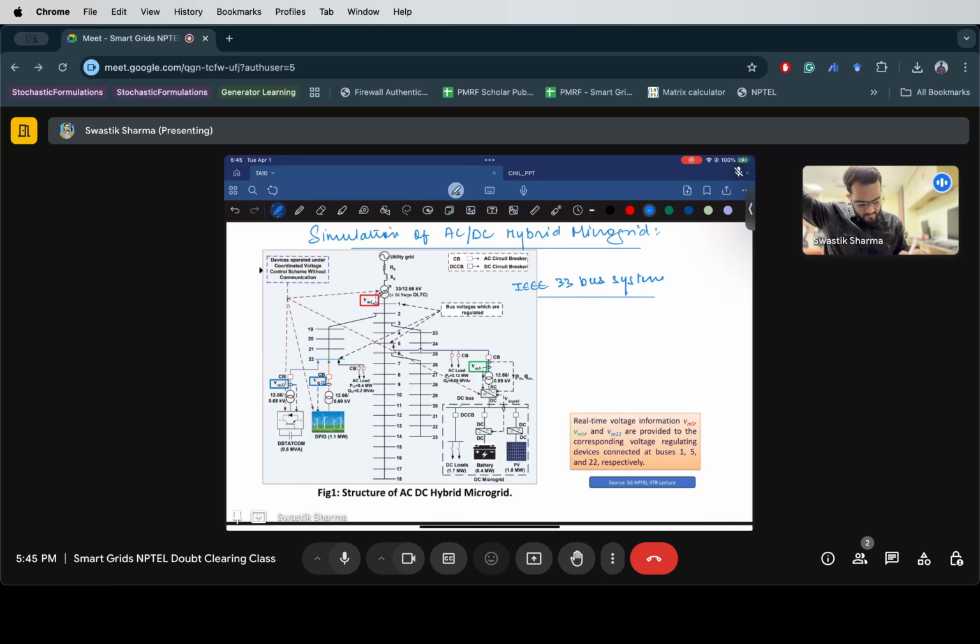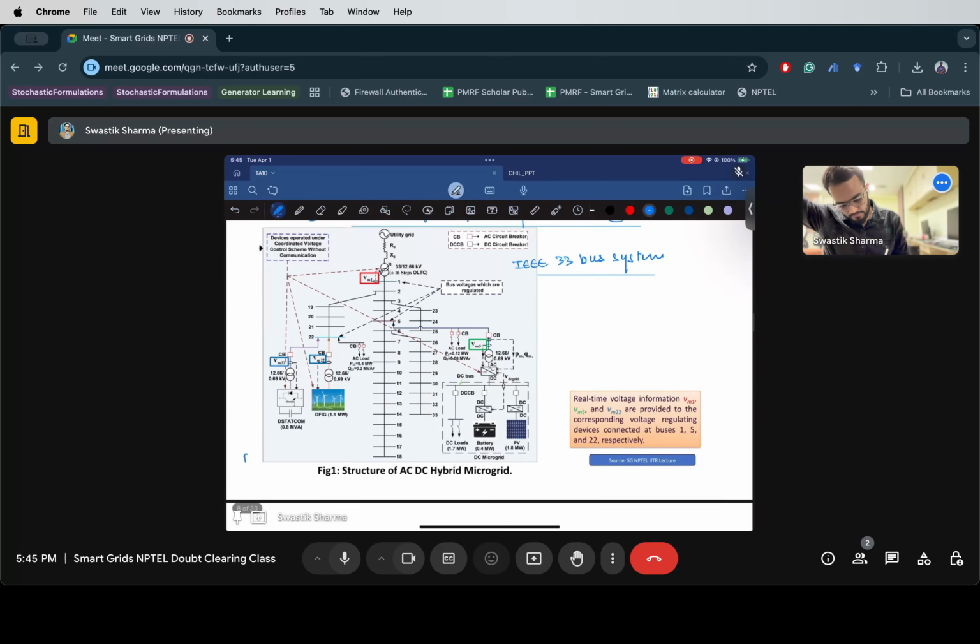The DC microgrid has batteries, PV, and DC loads, while the AC microgrid has a D-STATCOM, a DFIG, and some AC load. So what is a D-STATCOM? A D-STATCOM is used to regulate the voltage. It is called a static compensator. It is used to regulate the voltage of a particular bus by using exchange of reactive power.